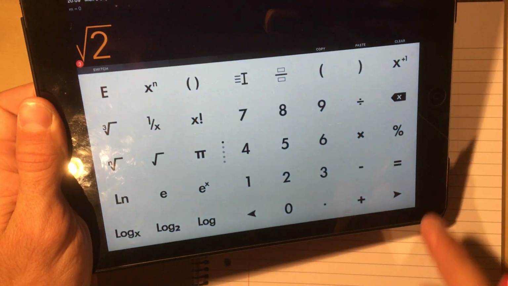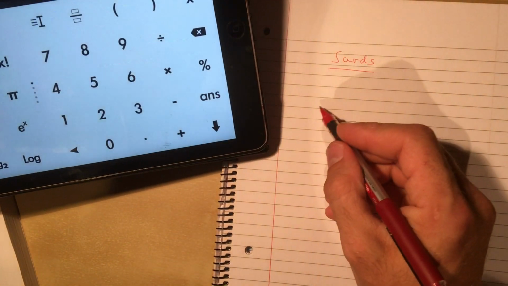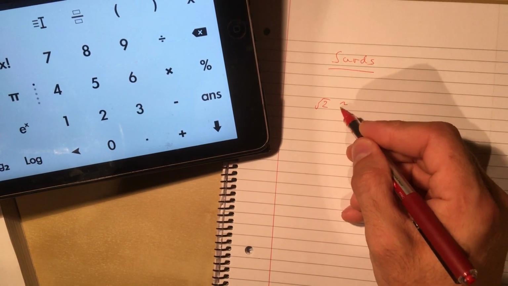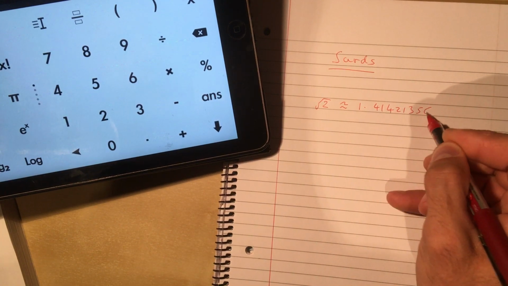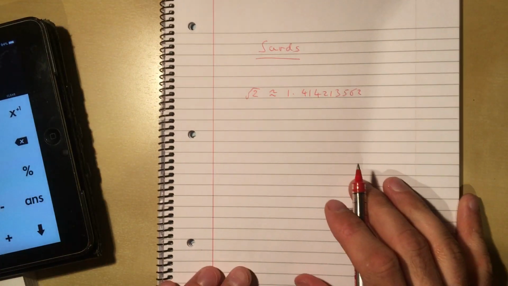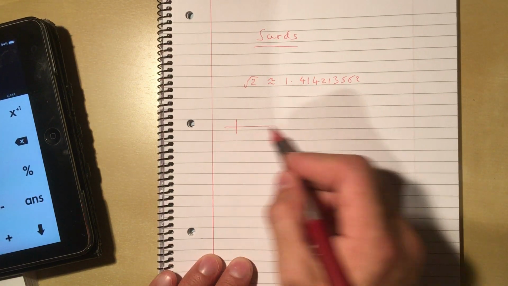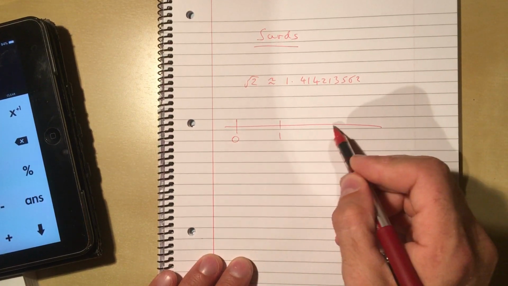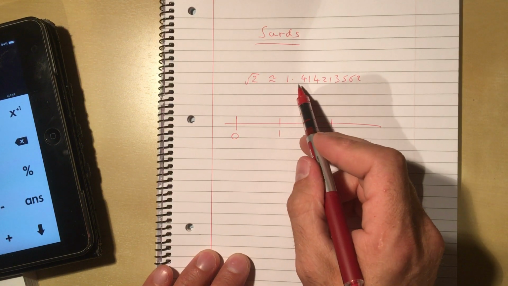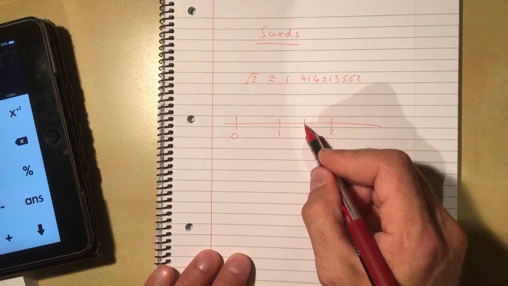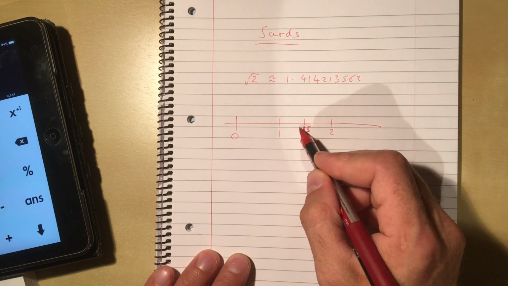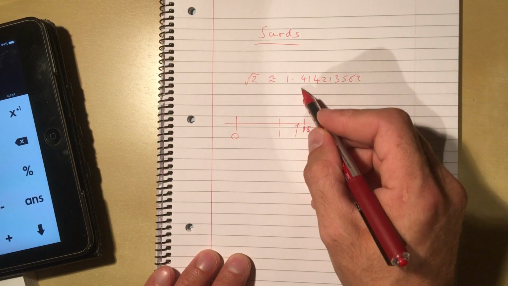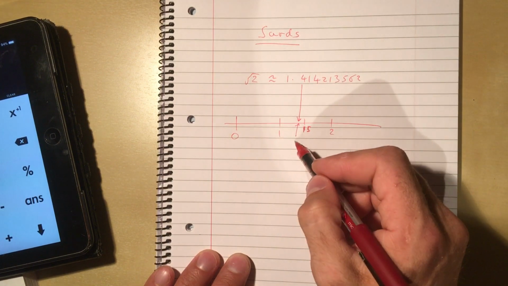So let's just take the example, the simplest one, square root of 2. So square root of 2 is approximately equal to 1.4142135562. Okay, so if we draw ourselves a number line that's going to go 0, 1, 2, well this is 1.414, so here's 1.5, square root of 2 is somewhere sort of here-ish.